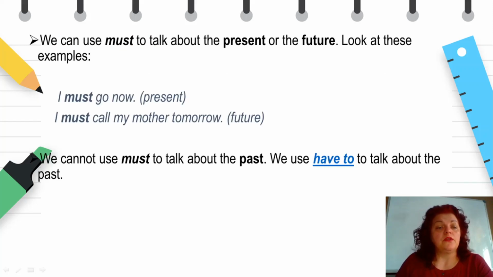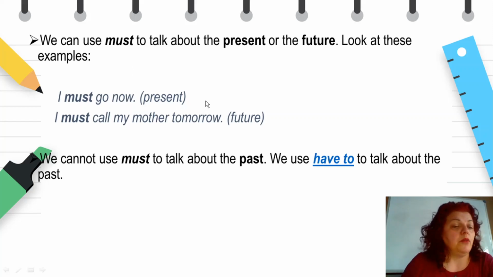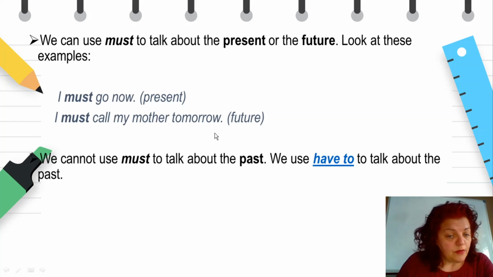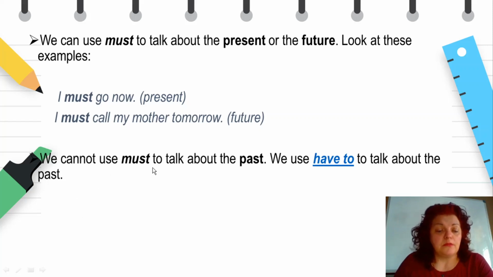We can use must to talk about the present or the future. Look at these examples. I must go now, which is present. We are talking at the moment of speaking. And I must call my mother tomorrow, which sounds like some kind of plan. Okay, we cannot use must to talk about the past. We use have to talk about the past.